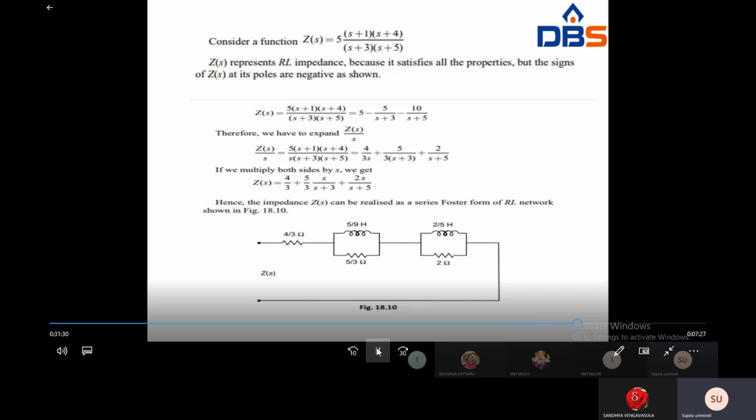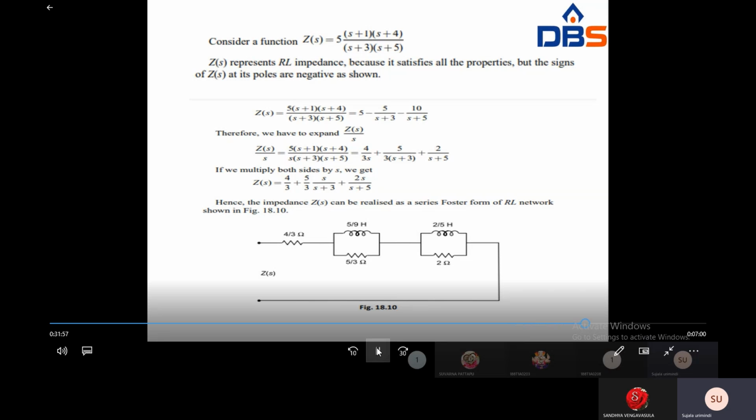Same thing, 5S by 3 into by S, S cancels, simply 5 by 3. 5S by 3 by 3, so 5S by 3 into 3, 9. 5S means into S, multiplication, so we get the inductance form. In the 4 by 3, there is no S, so we get the resistance form. Like that, you have to denote it in terms of impedance.